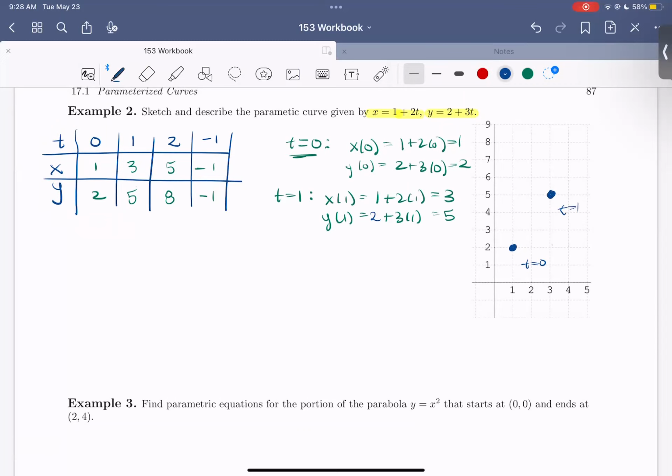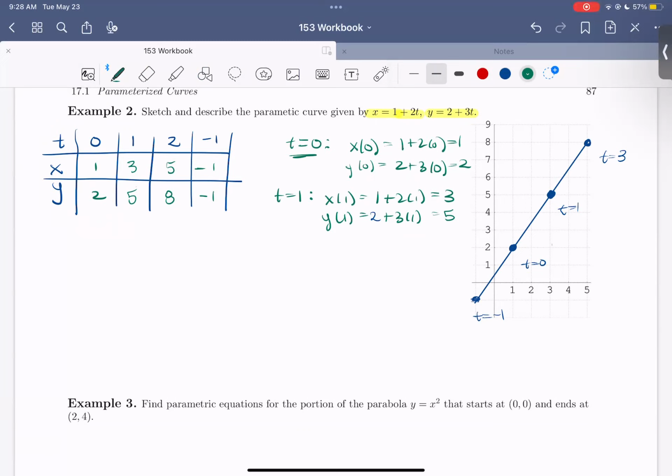When t equals 2, we're going to be over 5, up 8, which will be this point. Then we see when t equals -1, we're over -1, -1. So we can kind of get a sense of what this curve should look like. What do you think? Looks like it's going to be a line to me, like that. Awesome.